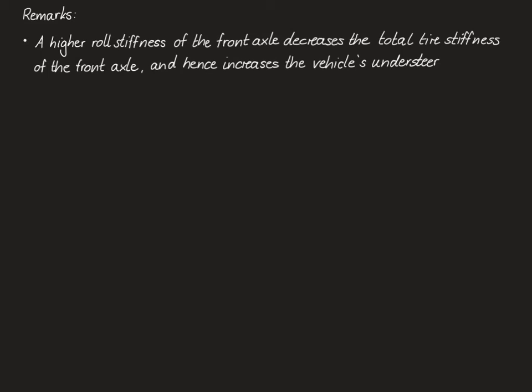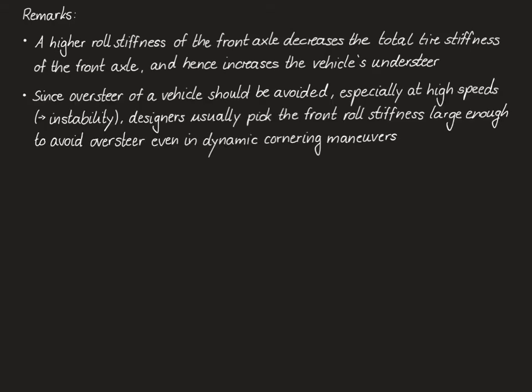First, a higher roll stiffness of the front axle decreases the total tire stiffness of the front axle, and hence it increases the vehicle's understeer, especially at high speeds. Obviously, the converse is also true, meaning that increasing the roll stiffness of the rear axle increases the vehicle's oversteer. However, oversteer of a vehicle should be avoided, especially at high speeds, because it leads to instability of the vehicle above a certain critical speed, as discussed in the corresponding video.